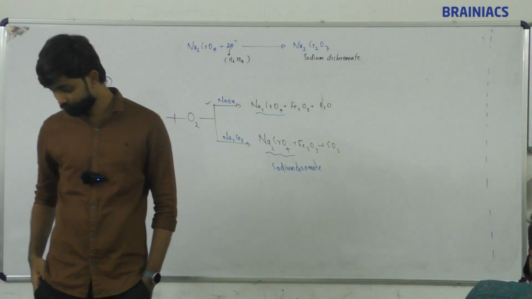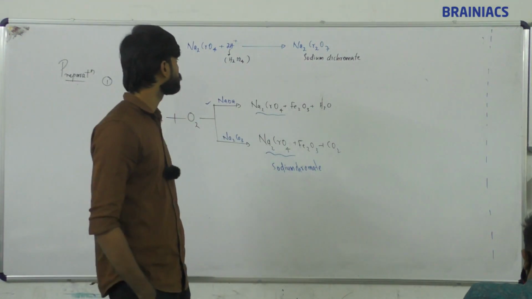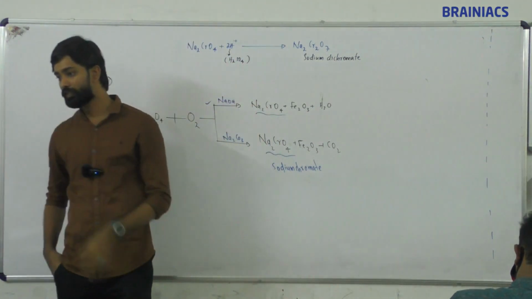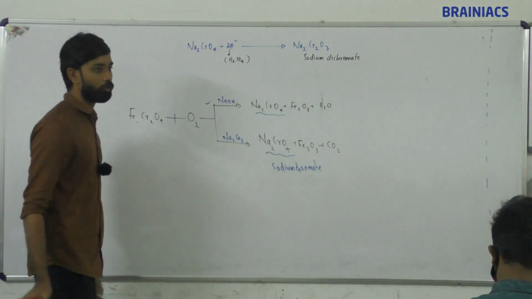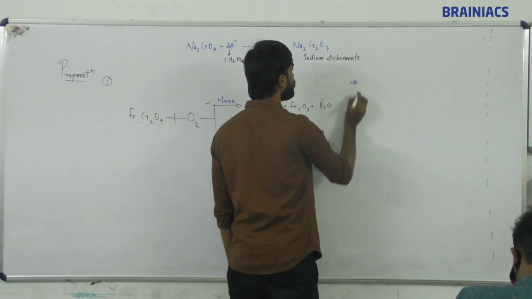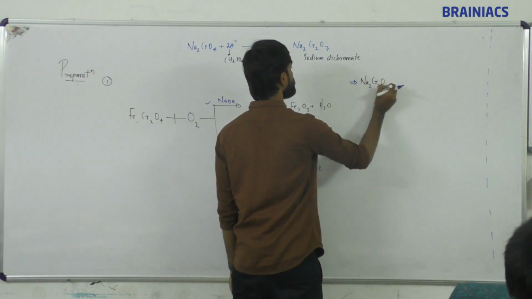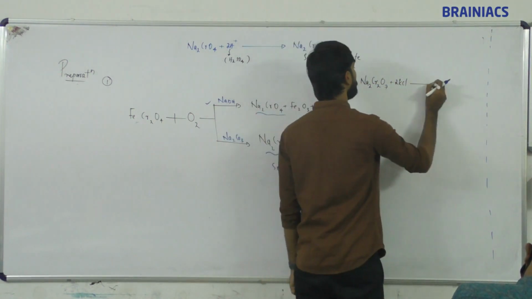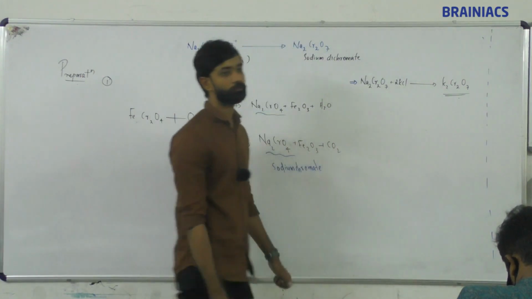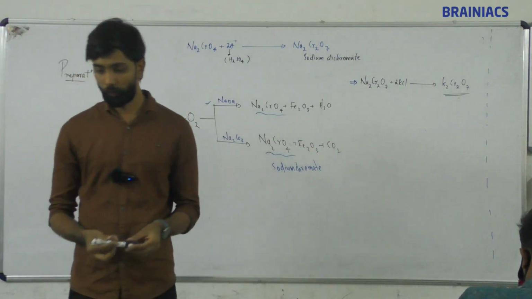Ready? Third step. Treatment of sodium dichromate with KCl. So the formed sodium dichromate is treated with KCl. There is an exchange reaction to form K2Cr2O7.